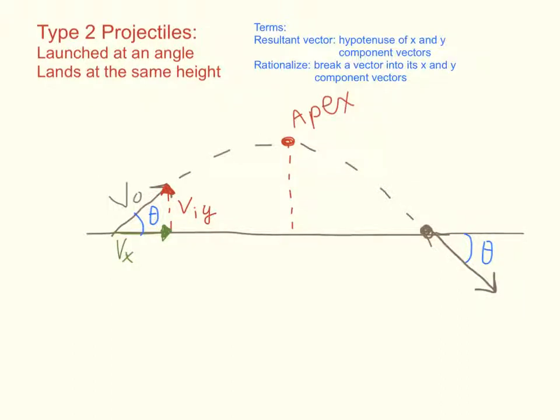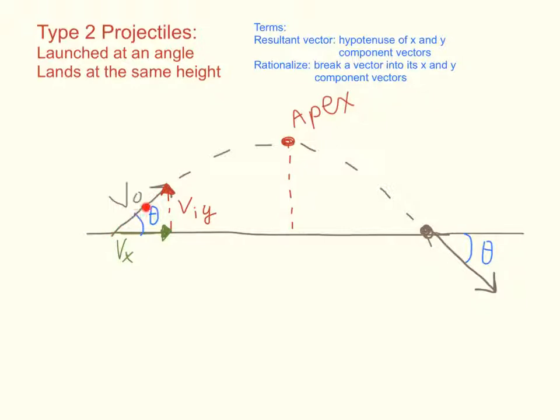Before we start going over some practice problems for type 2 projectiles, I want to give you some background information. First of all, some important terms that I'm going to use are resultant vector, and that refers to the hypotenuse of x and y component vectors. And I may also use the term rationalize, which means to break a resultant vector into its x and y component vectors.